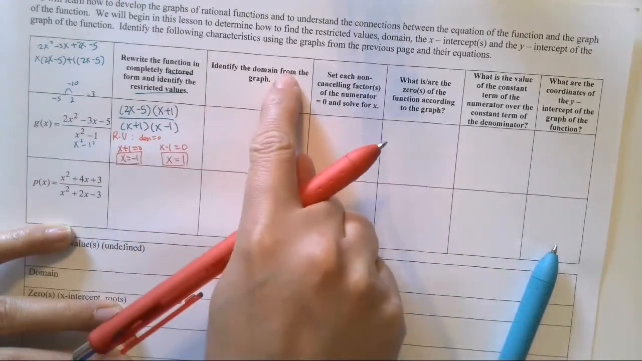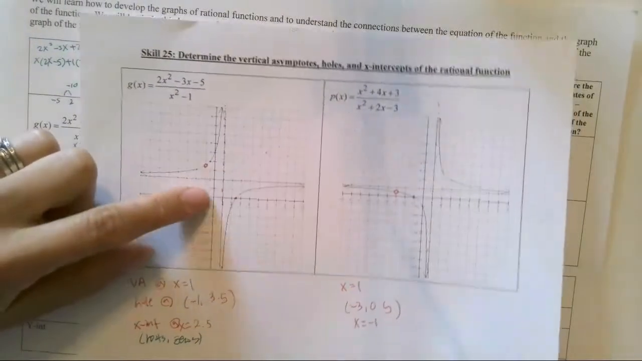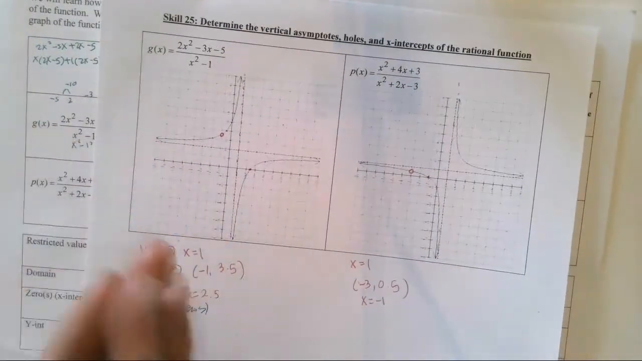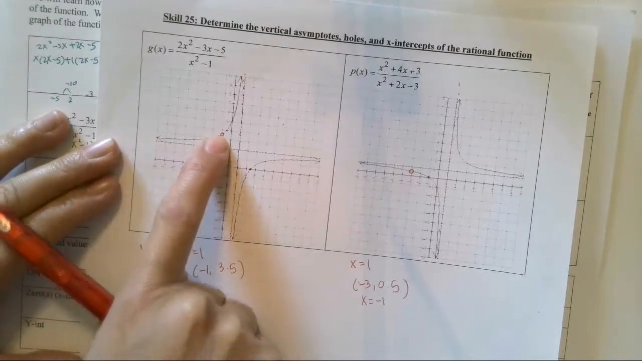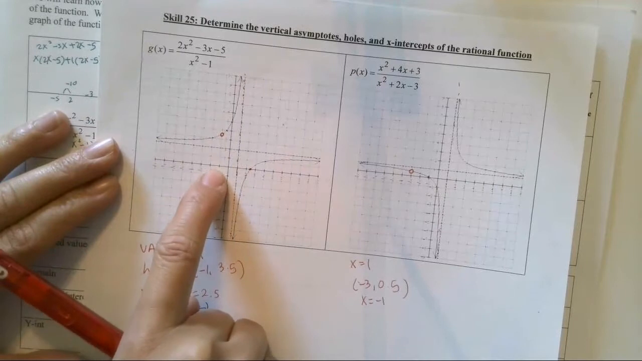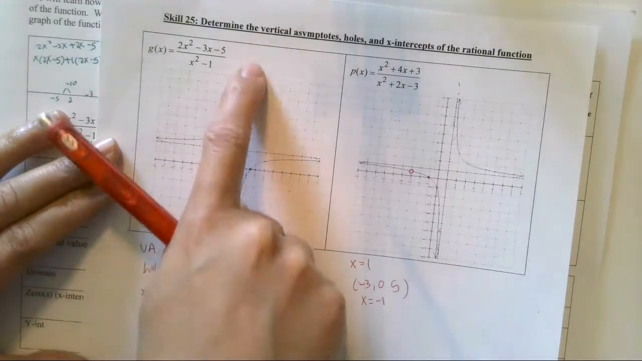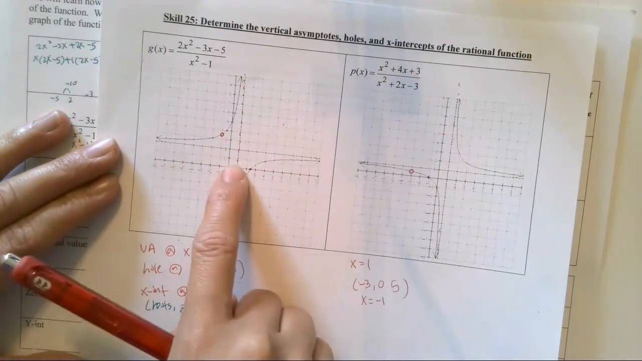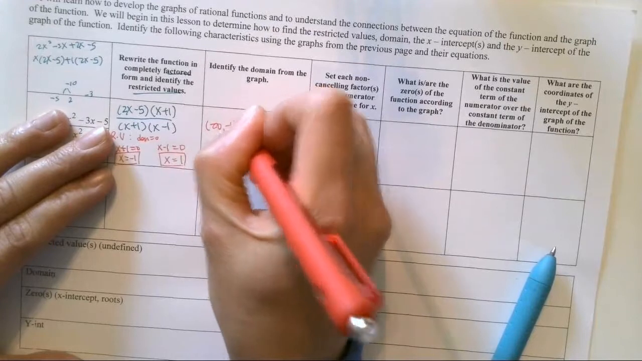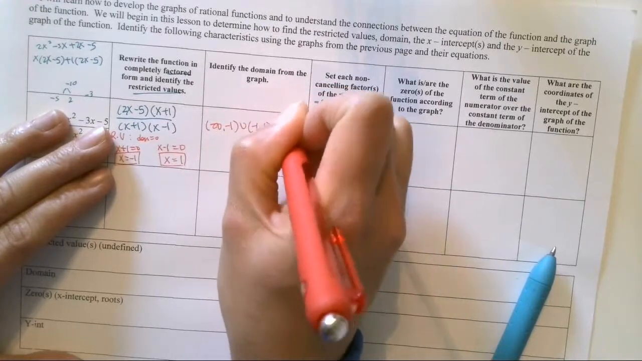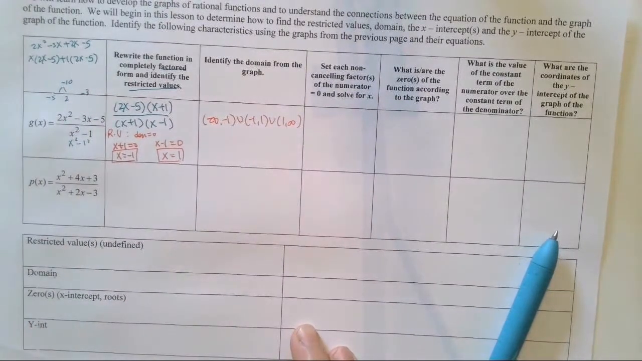Alright, it says identify the domain from the graph. Are you ready? There's a graph. What is my domain? Domains are the x values. So it goes from negative infinity up to, there's an open circle, so I have to stop at -1, and starts again at -1 till 1. I have to stop at 1 because there's a vertical asymptote. And then 1 to positive infinity. So negative infinity to -1, union, -1 to 1, union, 1 to positive infinity. Some of you may already be seeing the pattern.